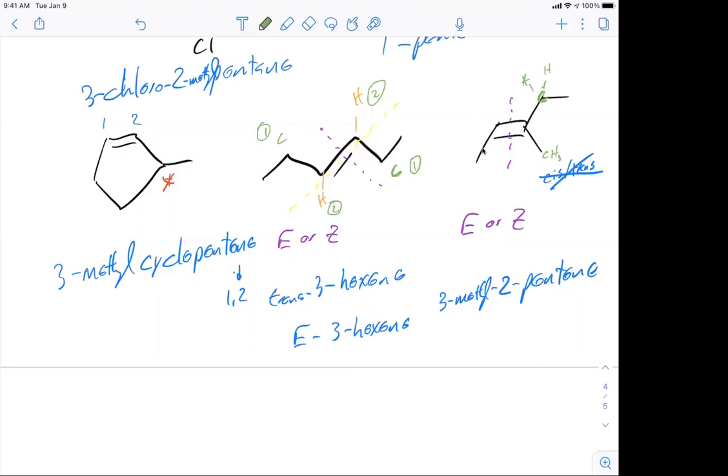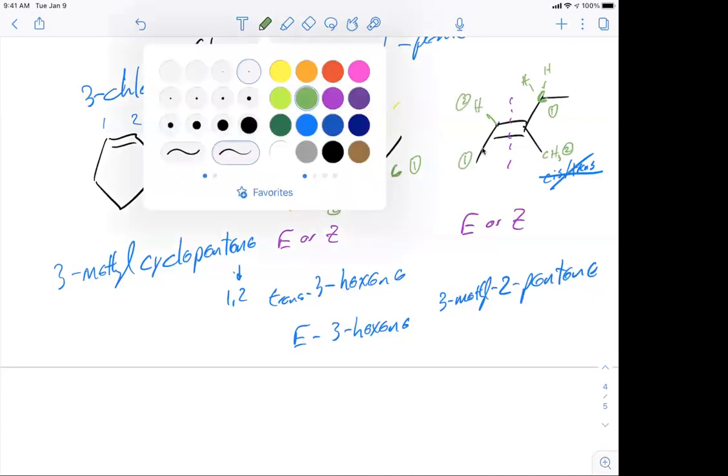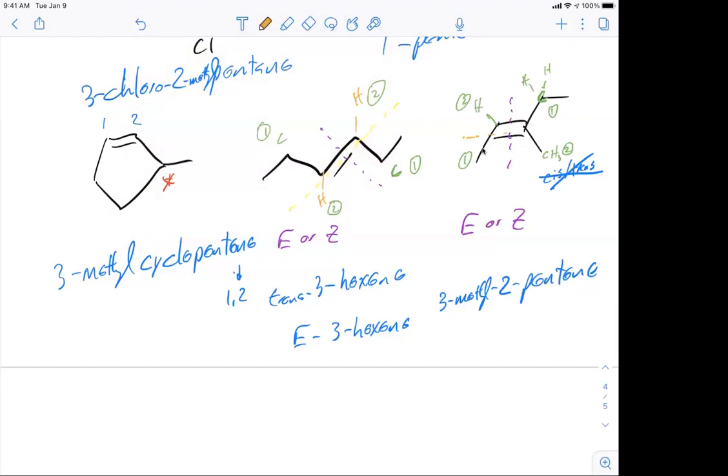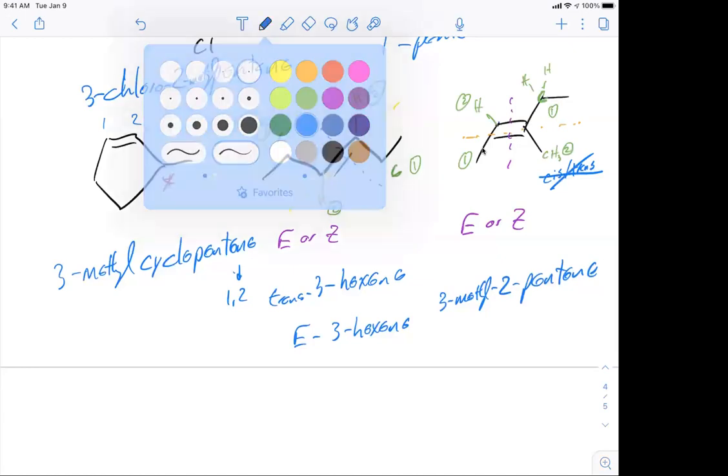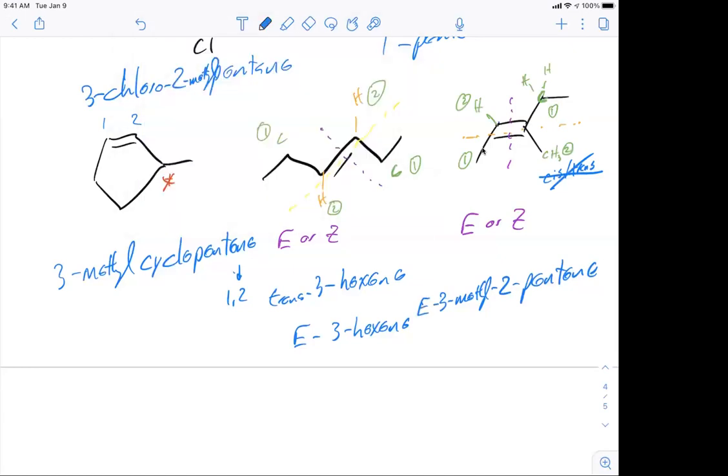This is a carbon, 2 hydrogens, and a carbon. That makes that 1. That makes that 2. Here it's a carbon and a hydrogen. So that makes this 2. That makes that 1. And then if we look down here, where are my 1s and my 2s? My 1s are on opposite sides. So this becomes E. So this is going to be E-3-methyl-2-pentene.